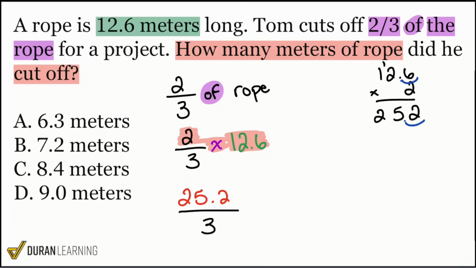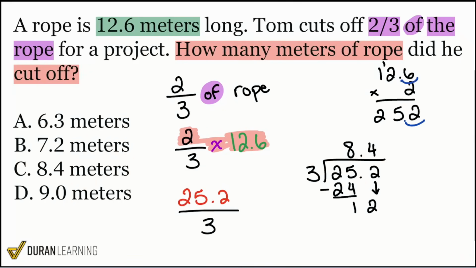And so that's what we're going to do now. 25.2 divided by 3. We'll write that out and make sure that our decimal lines up exactly where it is. So there it is. And so now here we go. 3 into 25, that's going to be 8, because 3 times 8 is 24. We subtract that, leaving 1 left over, bringing that 2 down, and that makes 12. So with that, we have 3 going into 12, and that will be 4. And because of the place valuing that we've set up, this is going to be 8.4 meters. That's how much rope was cut off.